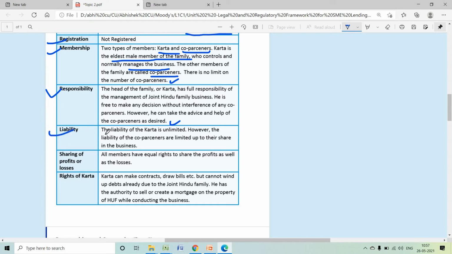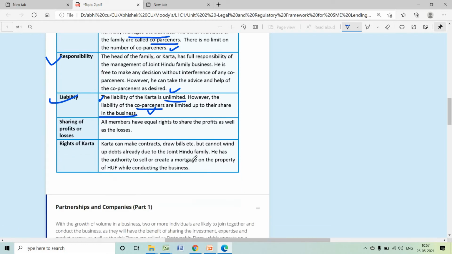Then liability. So the liability of the Karta is unlimited. However, the liability of the co-partners is limited up to their share in the business. So, the liability of Karta is unlimited, but the liability of co-partners is limited up to the shares in the business. Now, sharing of profits or losses. All members have equal rights to share the profits as well as losses. So, all Karta and co-partners have equal rights to share the profit.